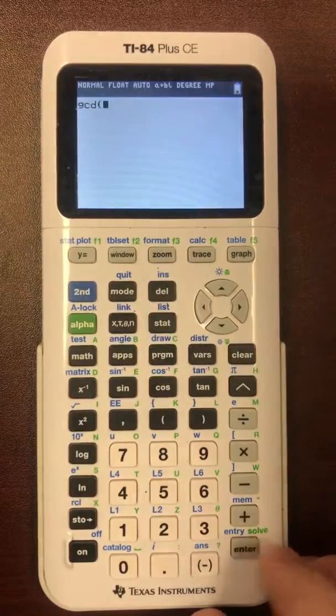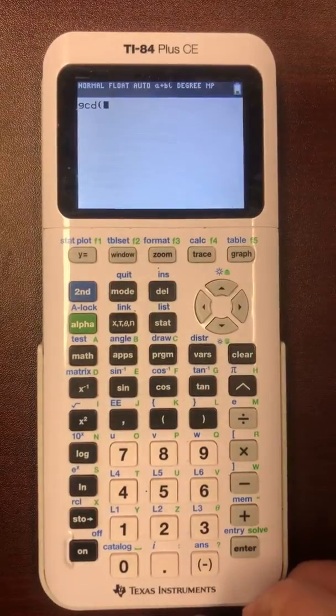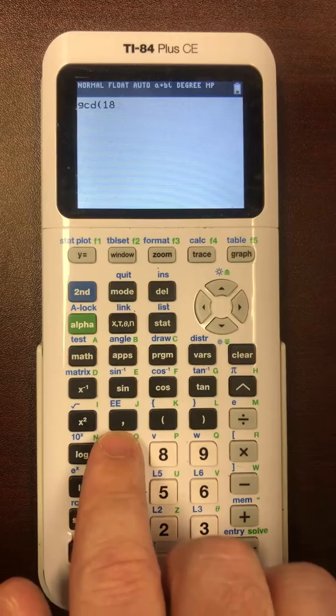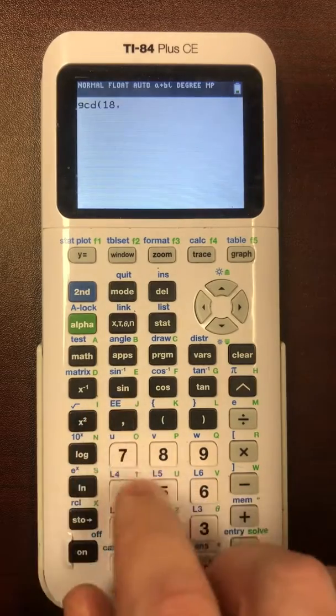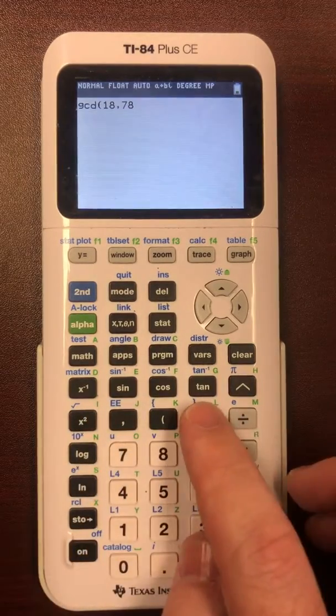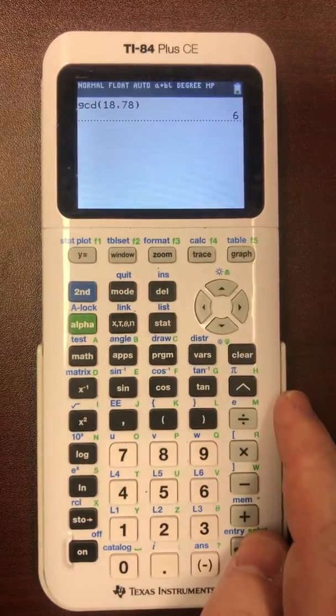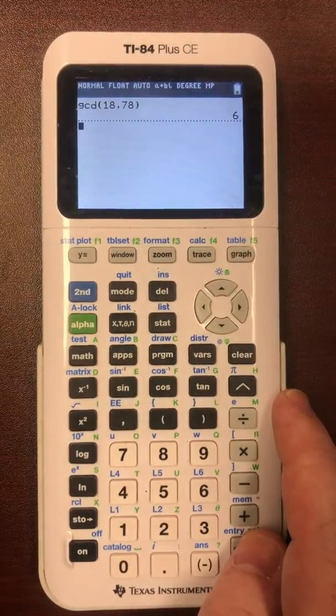Say that there were a problem for some reason asking you, what is the greatest common factor of 18 and 78? You'd choose GCD, you would type the first number, then hit the comma, which is right next to the parentheses, and then hit 78. And then you close the parentheses and hit enter. So the greatest common factor, the greatest common divisor, is 6.